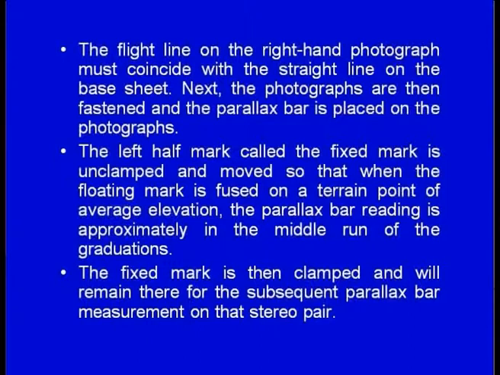Next, the photographs are fastened and the parallax bar is placed on the photographs. The left half mark, called the fixed mark, is unclamped and moved, so that when the floating mark is fused on a terrain point of average elevation, the parallax bar reading is approximately in the middle run of the graduations. The fixed mark is then clamped and will remain there for the subsequent parallax bar measurements on the stereo pair.